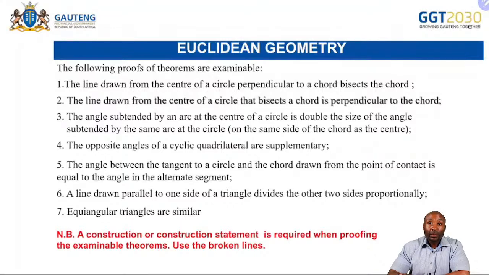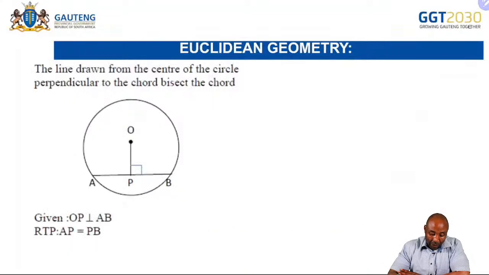Please note that a construction or a construction statement is required when proving the examinable theorems. And we use broken lines for our construction. Here is the first theorem. I will take them with you as we move along. The line drawn from the center of a circle perpendicular to a chord bisects the chord.